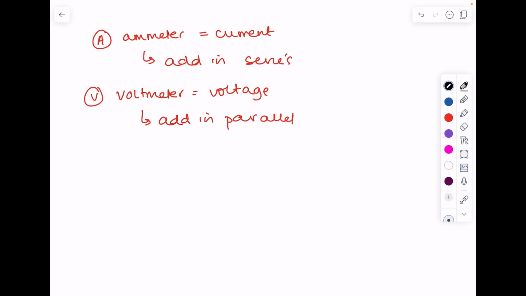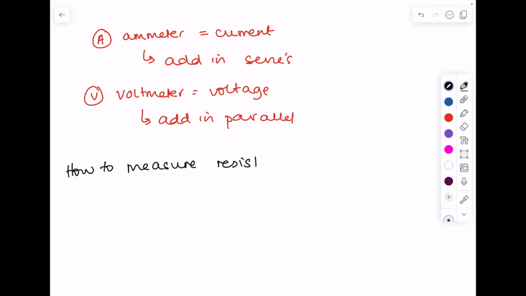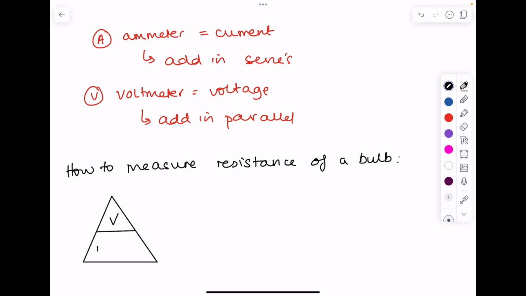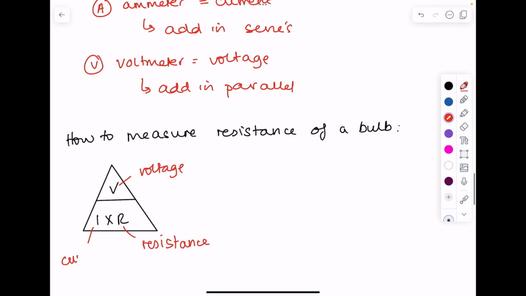I just want to show you how to measure resistance of a bulb. You can't measure that directly. You don't have a resistor that will do that. But one of the equations you need to familiarize yourself with is the formula triangle. Just be a little bit careful. This is voltage. R is resistance. And then confusingly, I stands for current. Really, it stands for intensity of current, but there's the I. So how do we measure the resistance of a bulb?